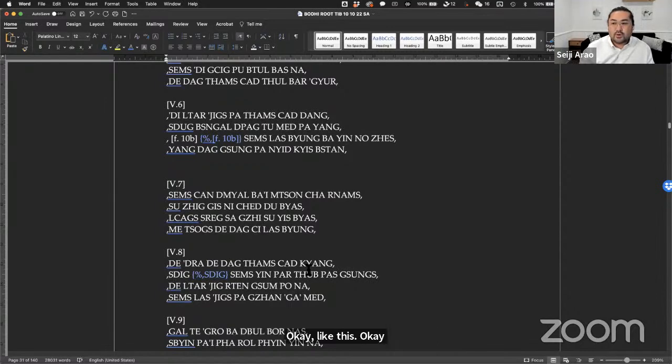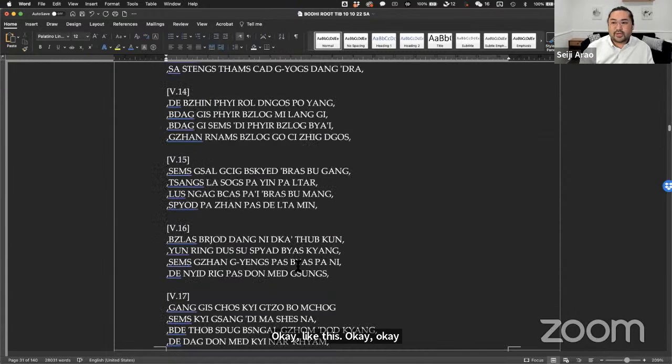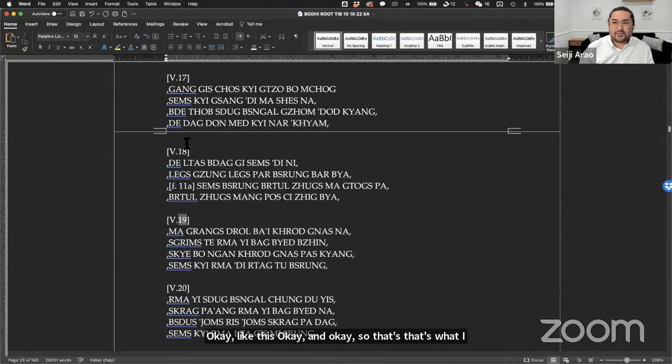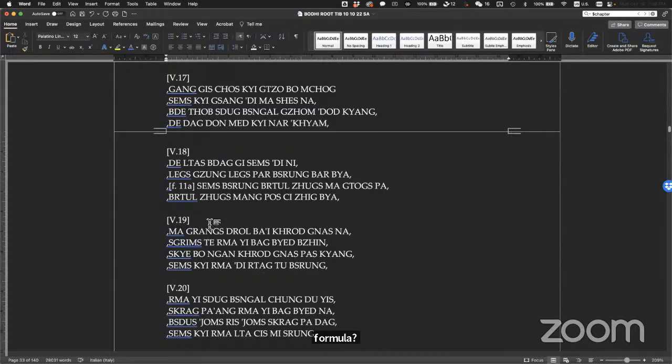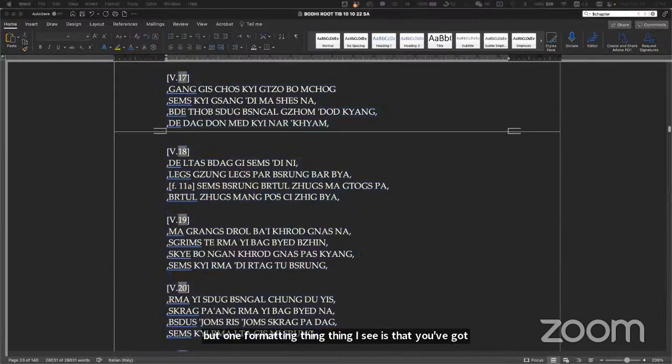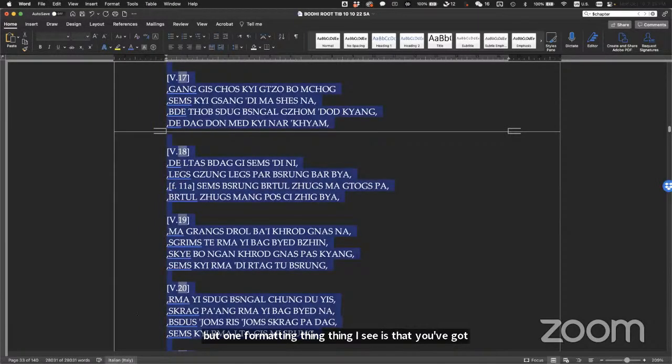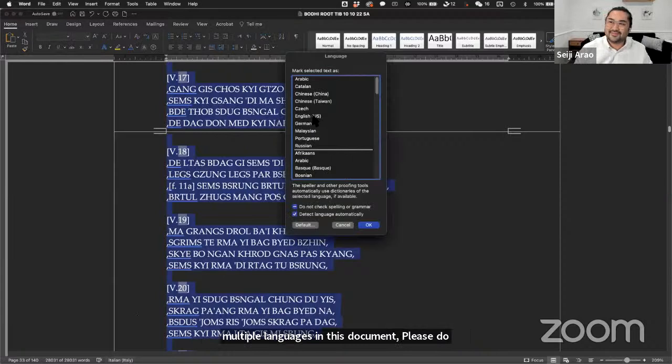Okay, cool. That's all I wanted to ask. I also use this sequential formula, and I guess this is a question more for Utpala. Is there a problem if I use a sequential formula? Would it mess up the formatting in some way? No. One formatting thing I see is that you've got multiple languages in this document. Please select all, choose English as your language.